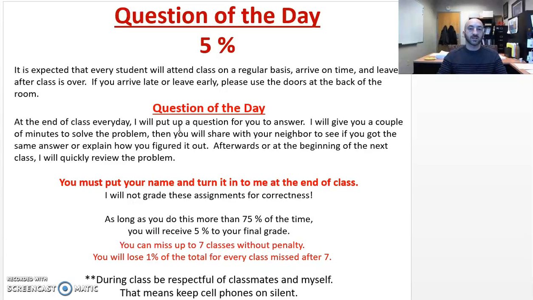So at the end of class, I'll ask you to work in groups to solve this question of the day. I don't grade it for correctness. At the end, you'll just turn in a sheet of paper, some kind of scrap paper with your name on it, and the answer or your work for that question of the day. That's all I'm going to look for, that you attempted the problem. If it's wrong, I don't care. It just tells me if I need to go back over a specific concept.